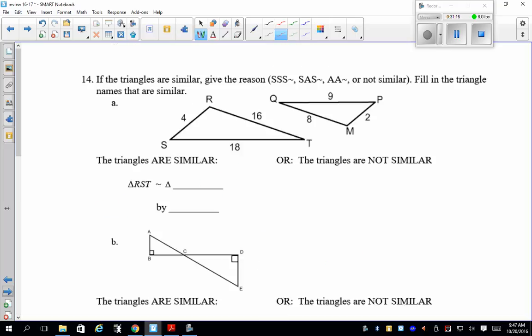14, if the triangles are similar, give the reason. Side, side, side similarity, side, angle, side similarity, angle, angle similarity, or not similar. Fill in the triangle names that are similar.